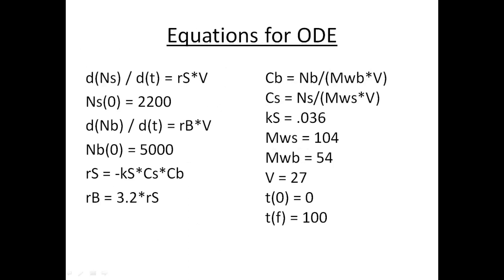The following equations are what are necessary to get a solution using Polymath. As you can see, our code contains our differential mole balances with their initial concentrations for both styrene and butadiene, our rate laws for both styrene and butadiene, our concentrations, as well as any given constants. We must also put the initial and final times of the reactor. The initial time of the reactor would be 0, and the final time would be 100 hours.